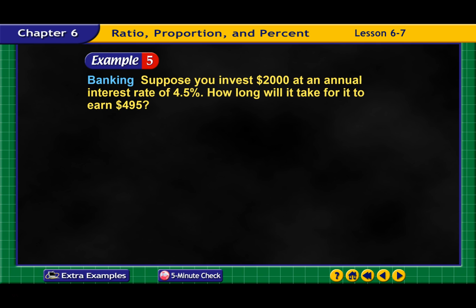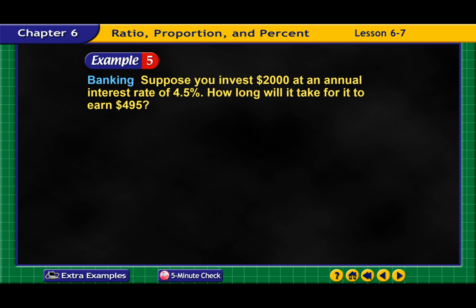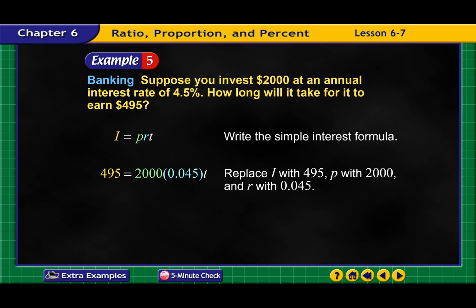Okay, so suppose you invest. That's probably a better word, invest. Suppose you invest $2,000 at an annual interest rate of 4.5%. How long did it take for you to earn $495? So we take our simple interest formula. So I equals PRT. So I is going to be my interest. So that's how much I want, that's my total that I want to get. I want to get $495.